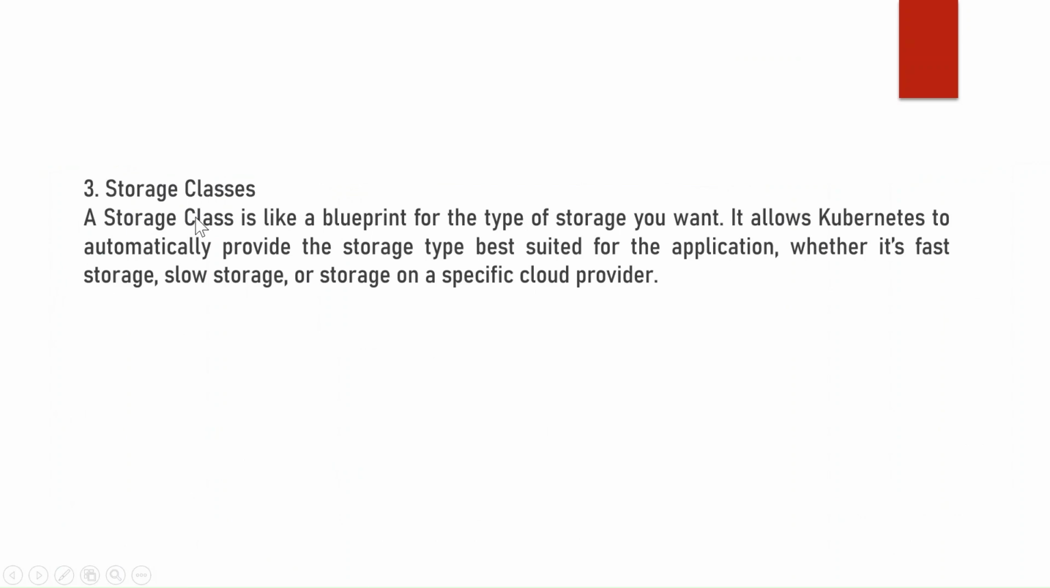And the third one is storage classes. A storage class is like a blueprint for the type of storage you want. It allows Kubernetes to automatically provide the storage type best suited for the application, whether it's fast storage, slow storage, or storage on a specific cloud provider.